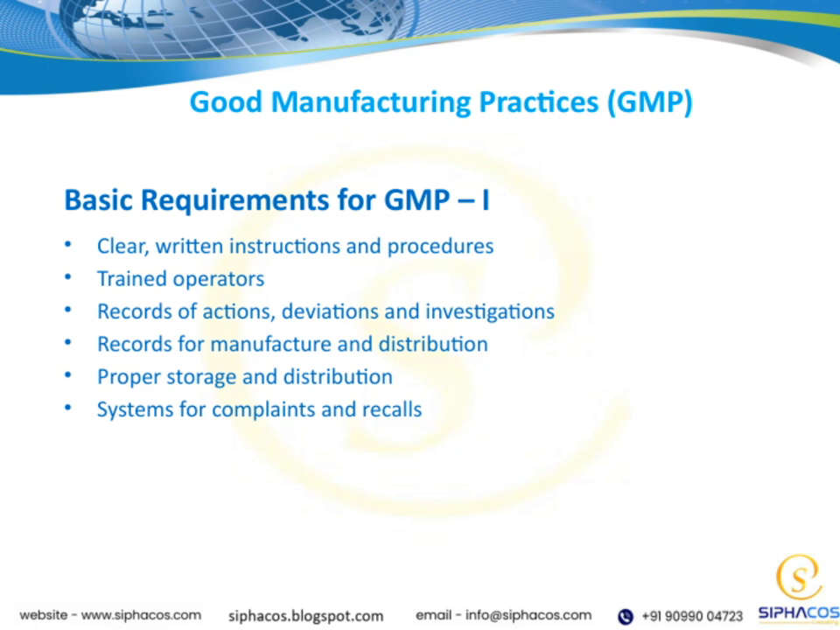Systems for handling complaints and recalls are another critical component. They enable us to respond quickly if any issues arise, protecting consumers and maintaining trust. Overall, GMP is about establishing a strong foundation for safe and effective products, ensuring quality at every step from production to delivery.